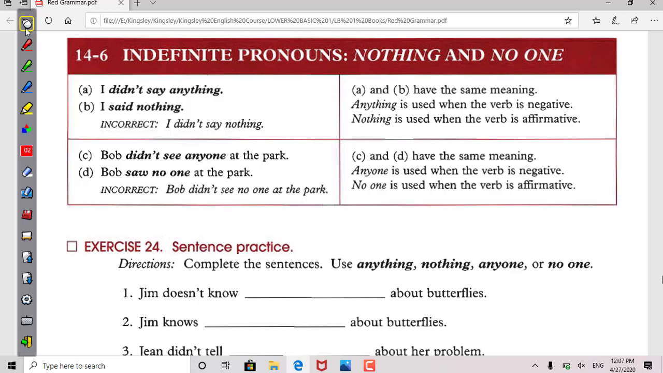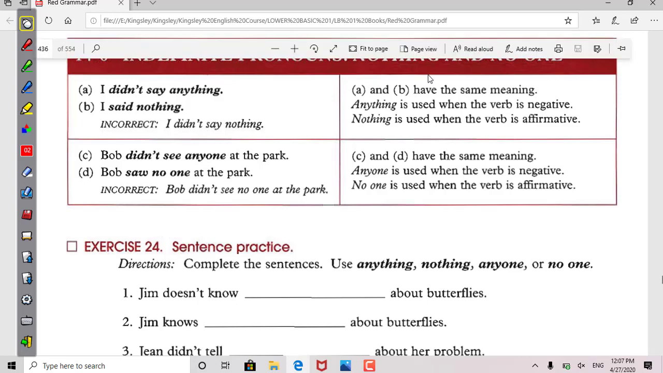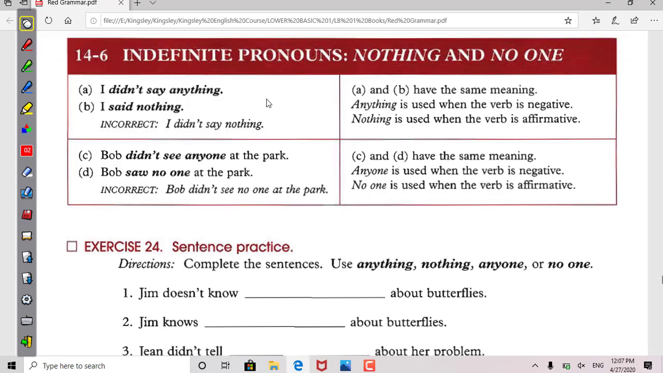Indefinite pronouns. We have nothing and no one. I will first say the function of nothing and no one. Nothing means sesuatu, no one means seseorang. Nothing relates to a thing. No one relates to a person. Easy, right? So when you say I didn't say anything, saya tidak mengatakan sesuatu, that is the same as I said nothing.